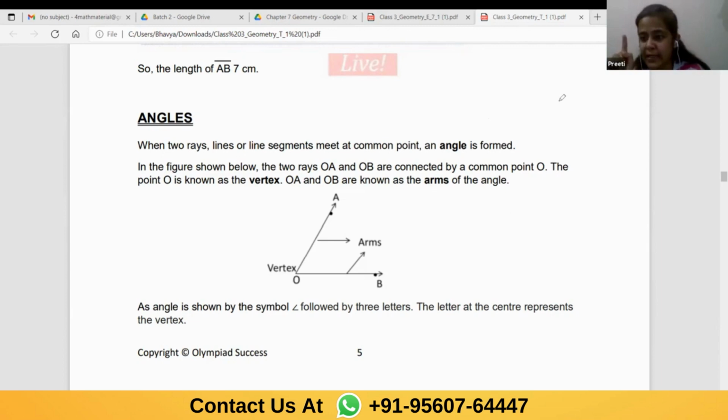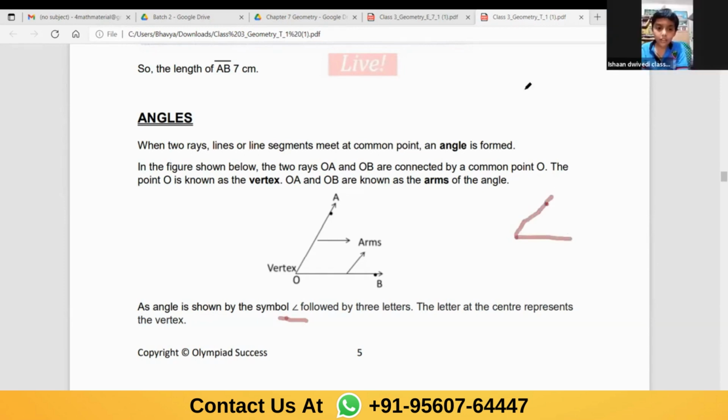So everyone has understood the point where the two rays meet is called the vertex and the 2 sides of the angle are called arms. Generally, we always use this kind of symbol for an angle. This is basically an acute angle. So we always use this symbol whenever we have to write anything in the form of an angle.